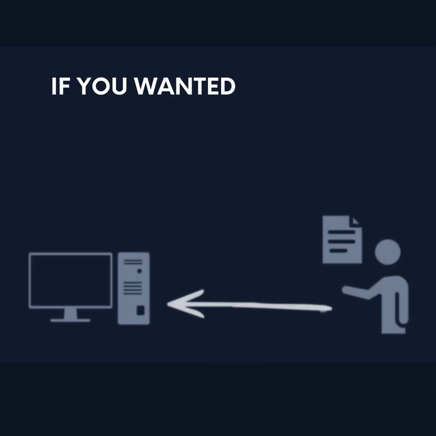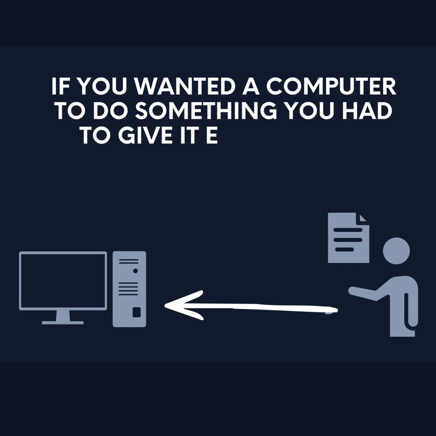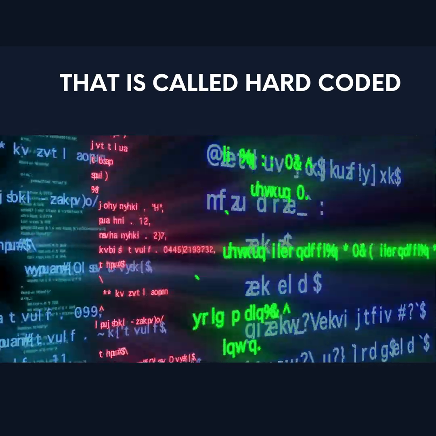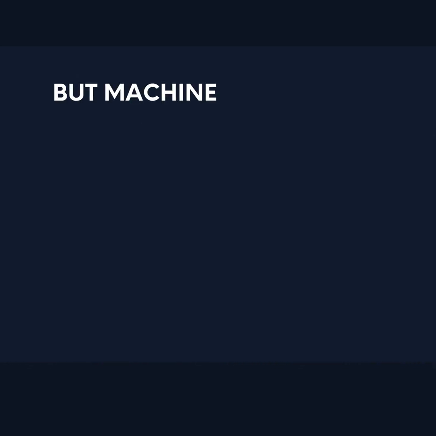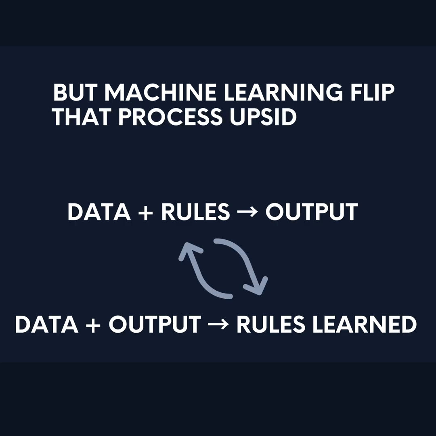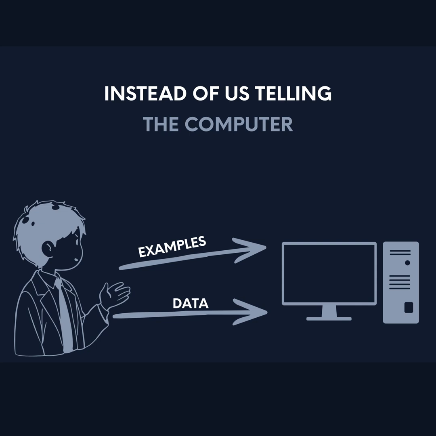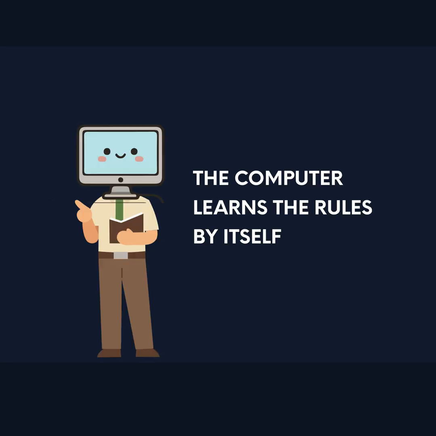Traditionally, if you wanted a computer to do something, you had to give it exact rules. You would say, if this thing happens, then do this thing. That is called hard-coded programming, but machine learning flips that process upside down. Instead of us telling the computer the rules, we give it examples and data, and the computer learns the rules by itself.